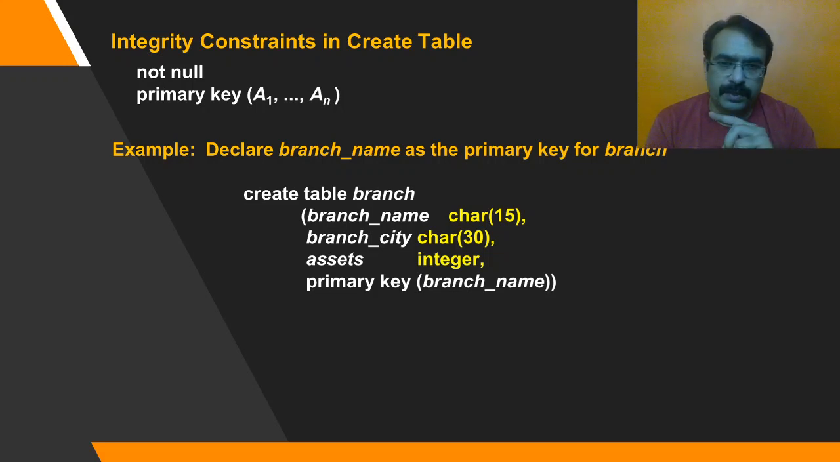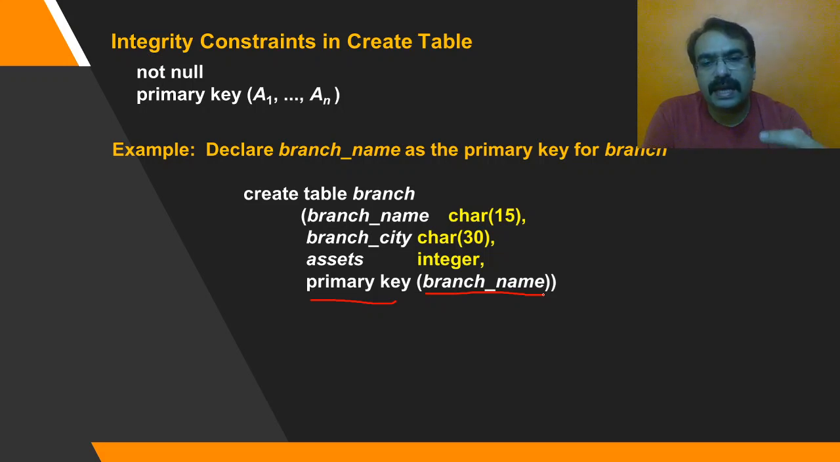Here in the previous case we were mentioning branch name character 15 not null. Now I am not mentioning not null, but as the fourth line I am mentioning primary key as branch name. Okay, so branch name, branch city, assets, its domain types, and last line I am mentioning as primary key is branch name. Primary and key are the keywords.